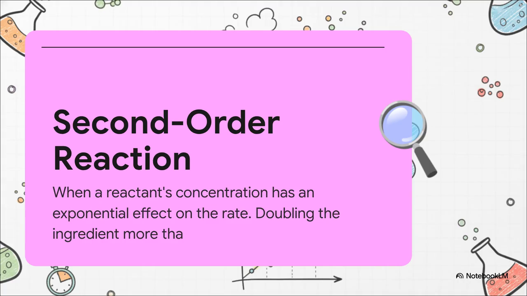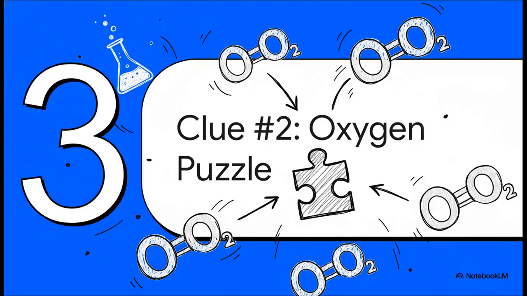In chemistry, we call this a second-order relationship. The effect isn't just 1-to-1, it's exponential. Doubling the ozone squares its impact on the speed. This is a massive clue. Let's file that away.